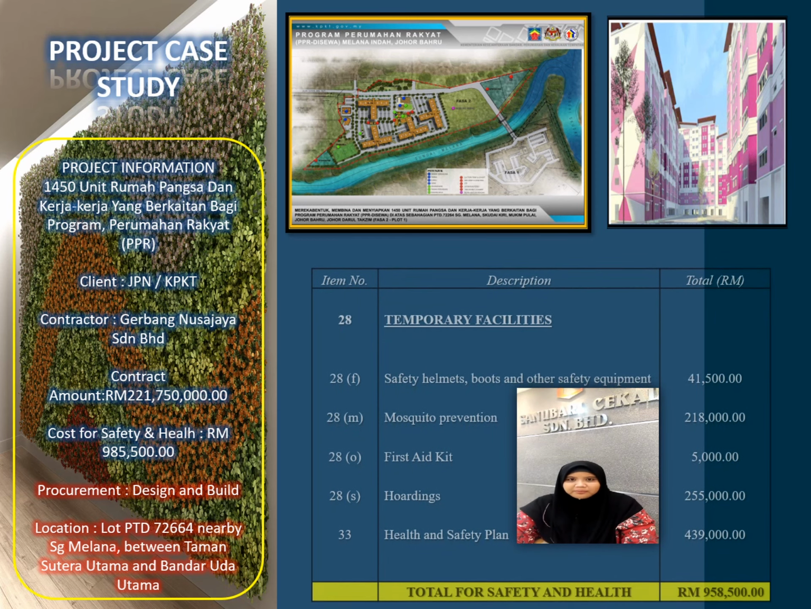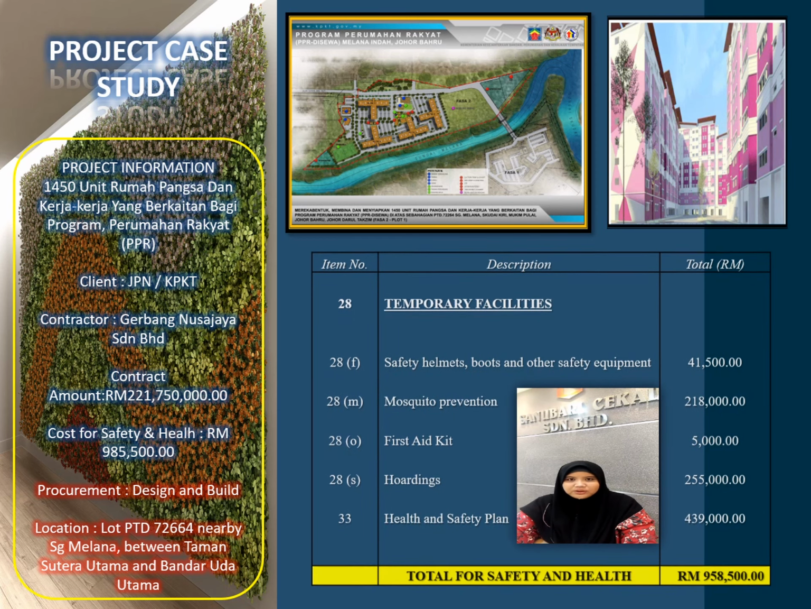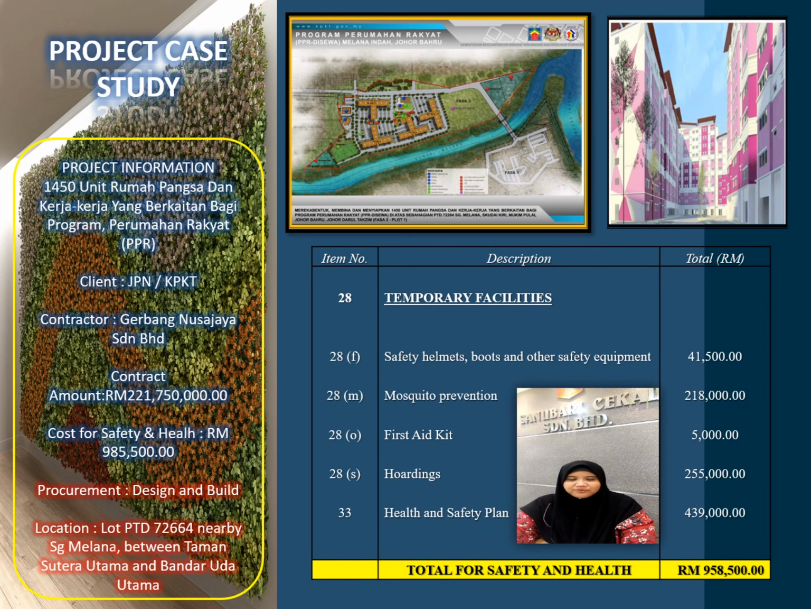The contract amount is 221,750,000 ringgit Malaysia, to be completed within 36 months. The type of procurement used for this project is design and build, and the cost for safety and health requirement is 988,500 ringgit Malaysia.